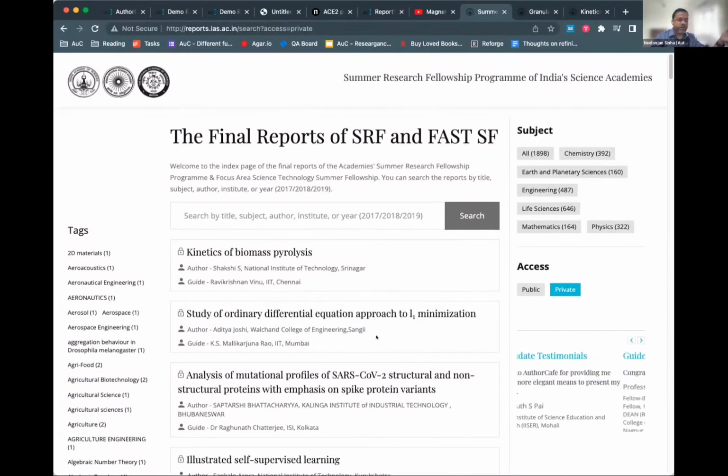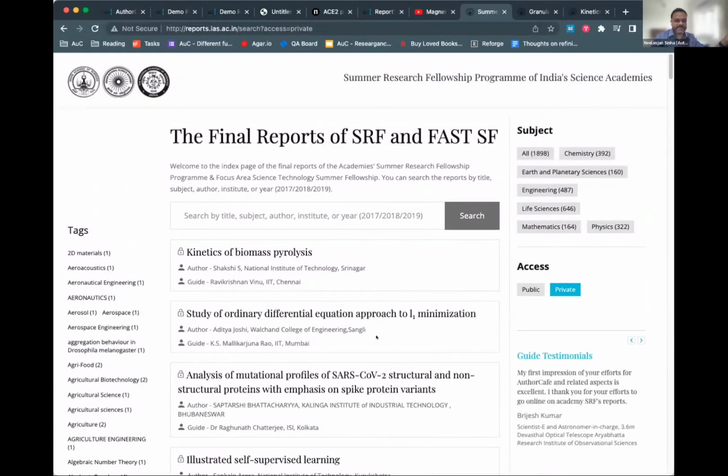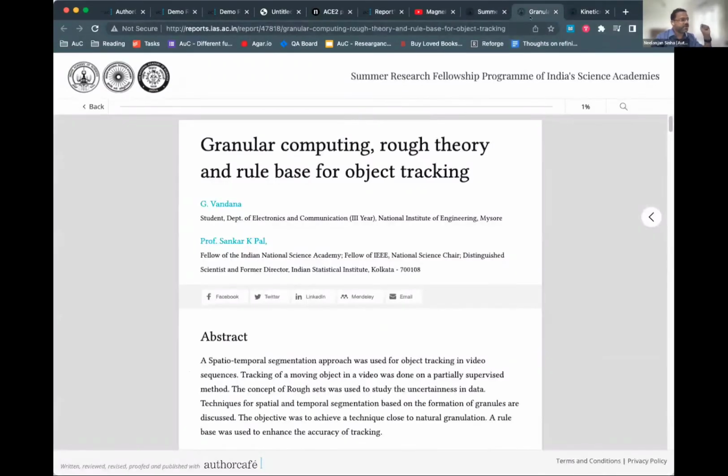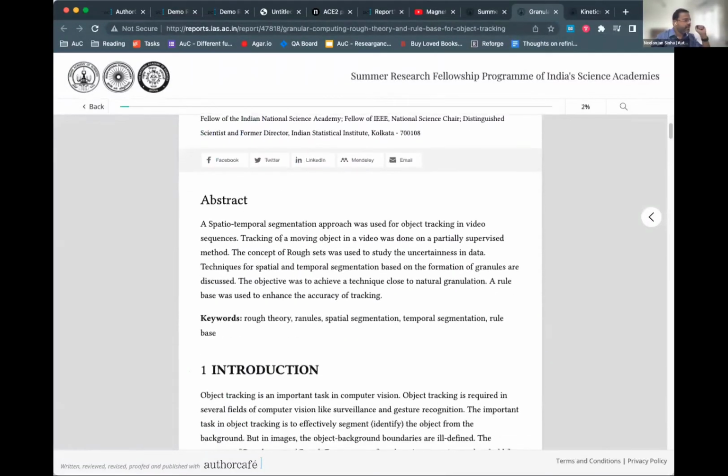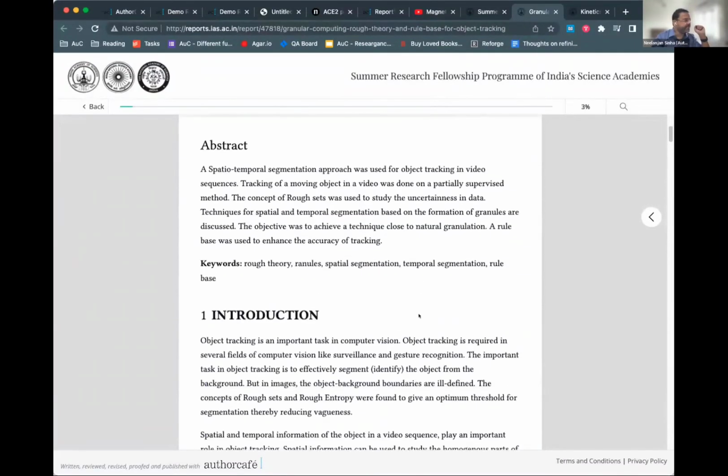So a 4-month long research report, which otherwise used to be in hard copy and no one used to have access to it, is now available for the whole world to see, the whole community to see. And that's one great example of open science, all what we are talking about, right? And let's look at one such report. So this is one report where, as a reader, I can also share it with my network using all of these handles.